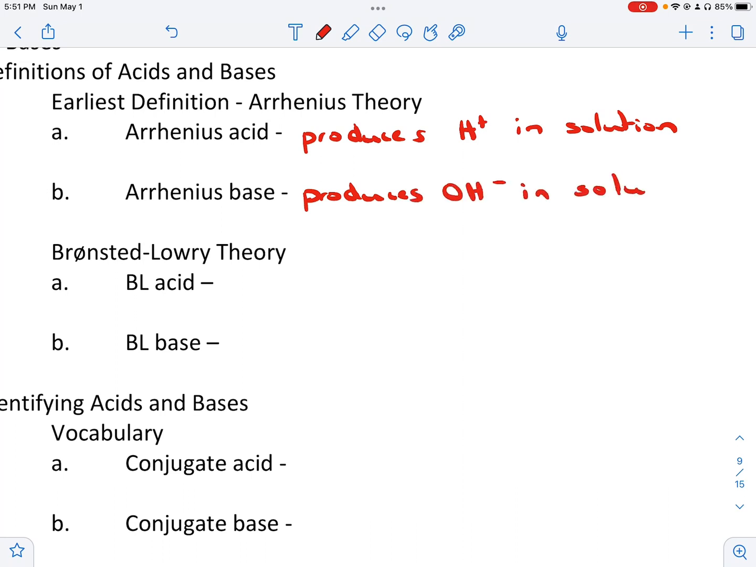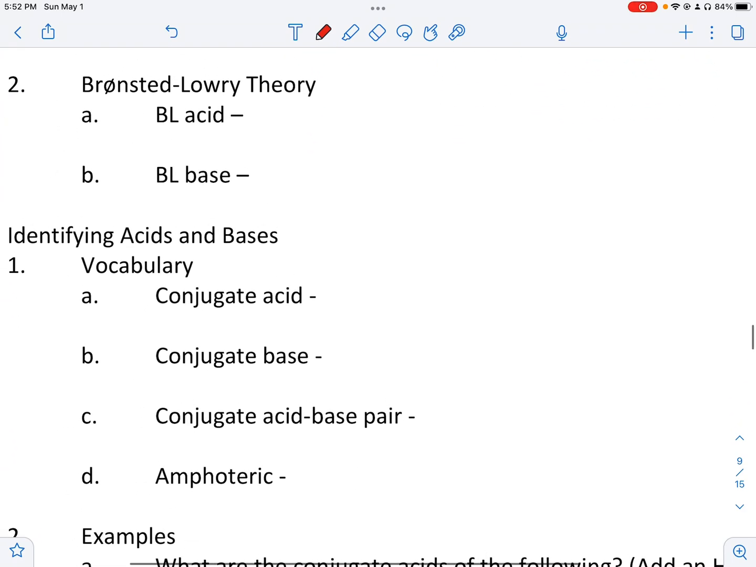That worked for a few years, but then they had to expand it a little bit, and that's where Bronsted-Lowry comes in. The Bronsted-Lowry theory changes, and we don't talk about it so much in terms of H's and OH's. Bronsted-Lowry says that an acid donates a proton. The proton here, or always, will be H+. So we're talking about donating a proton or donating an H+. It gives it away. It will be losing an H+.